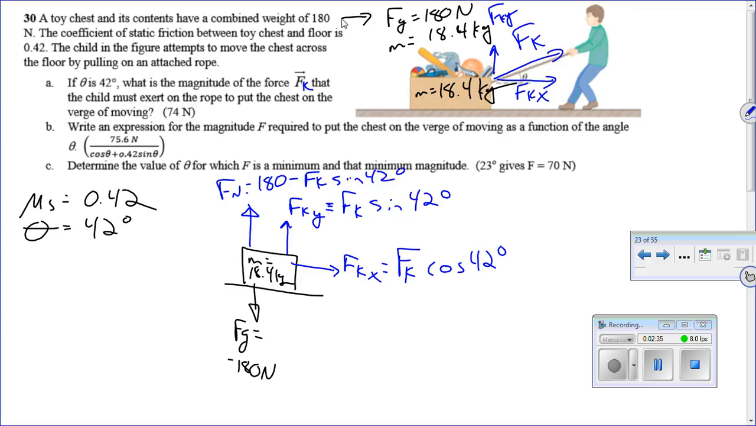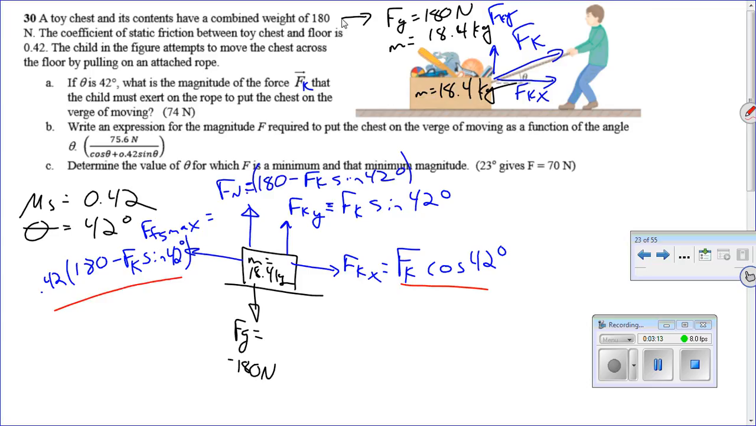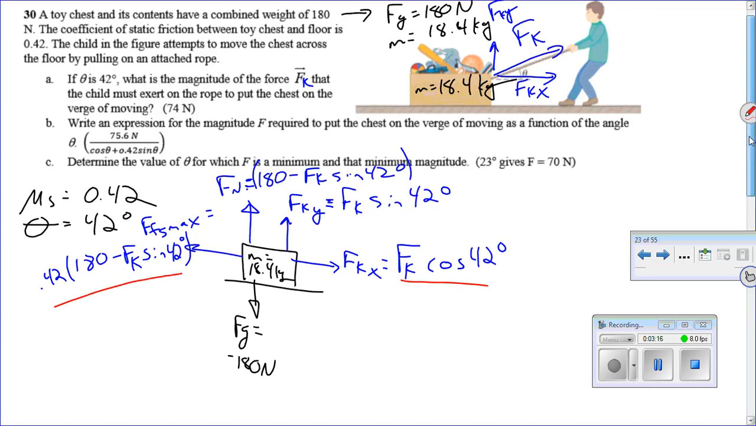All right. Now, if it's just on the verge of moving, that means that this force over here is our maximum static friction, and we know that the maximum static friction should be our coefficient of friction times this normal force. So that's going to be 0.42 times 180 minus the force of the kid times the sine of 42 degrees. All right, so basically all I'm going to do now is take my net horizontal force and set it equal to zero. So let's do that and see what we get.